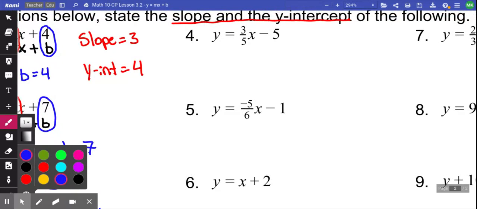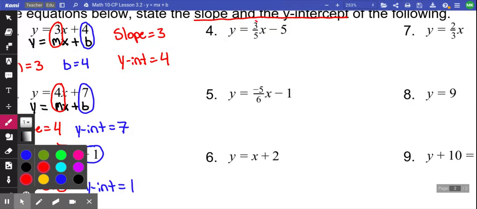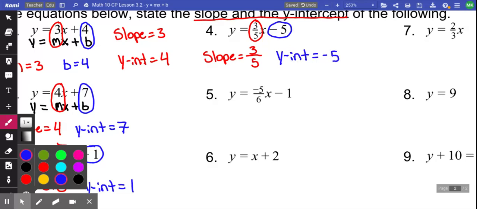So if we look at number 4, the slope is quite clearly 3 over 5. And the y-intercept this time isn't 5. The y-intercept is negative 5. Right? So just be aware of that symbol. When that symbol changes to negative, now we have negative y-intercepts. This question has a slope of negative 5 over 6 and a y-intercept of negative 1.